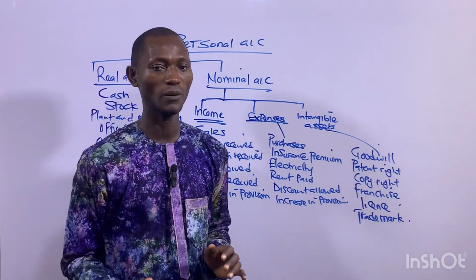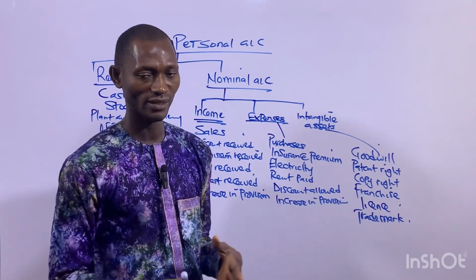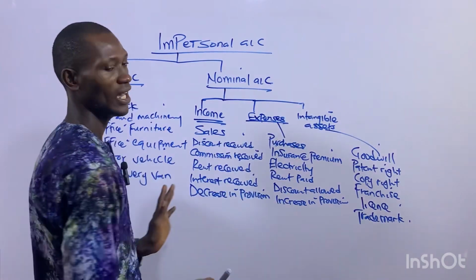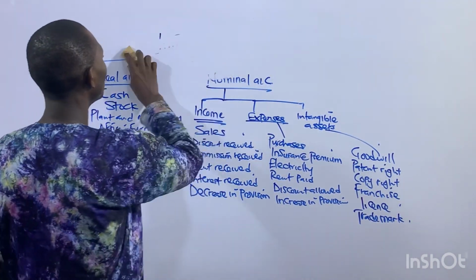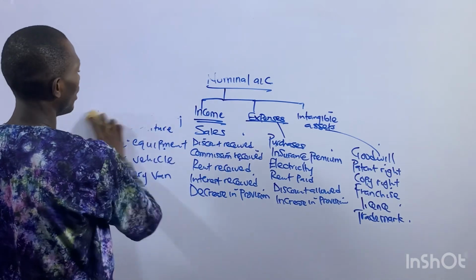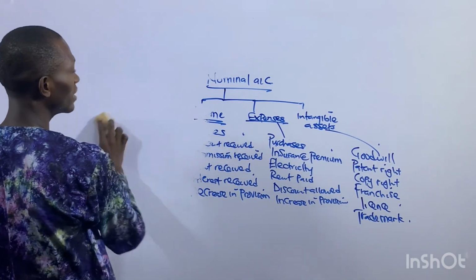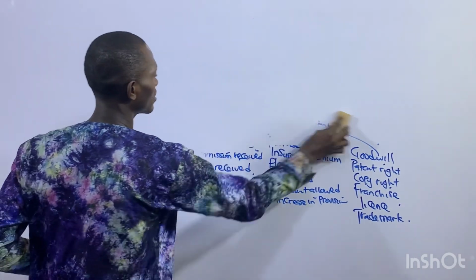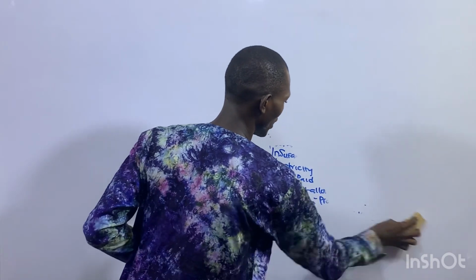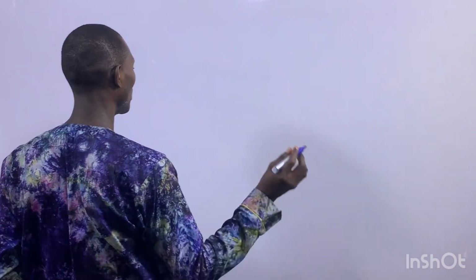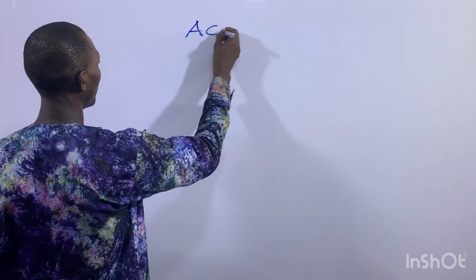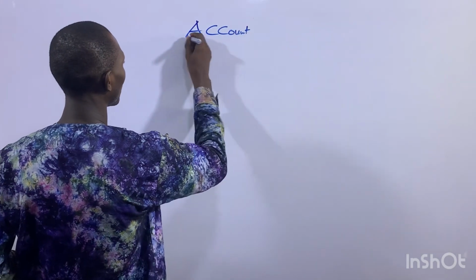Now, this is what we do now. We now have to draw the organogram, the chart of accounts, so that you will have a broader picture or understanding of the chart of accounts. So let's quickly get that done by drawing the chart of accounts.